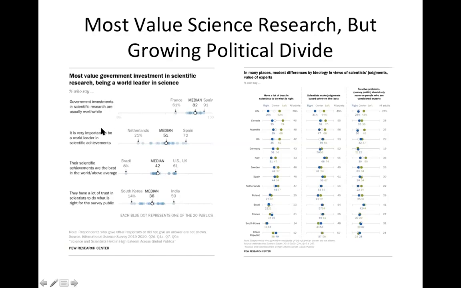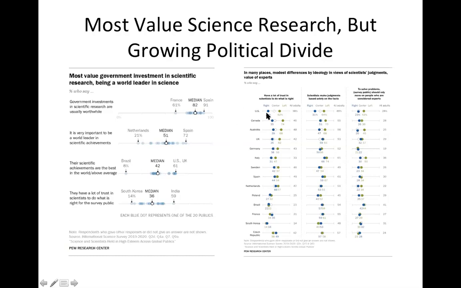It's very important to be a world leader in scientific achievements, a little bit less there. Our scientific achievements are the best, even a little bit less. They have a lot of trust in scientists to do what is right for the survey public. So this is the one where I found it a little scary, right? Only 36% of people globally in the world have trust in science, in scientists to do what is right, okay?